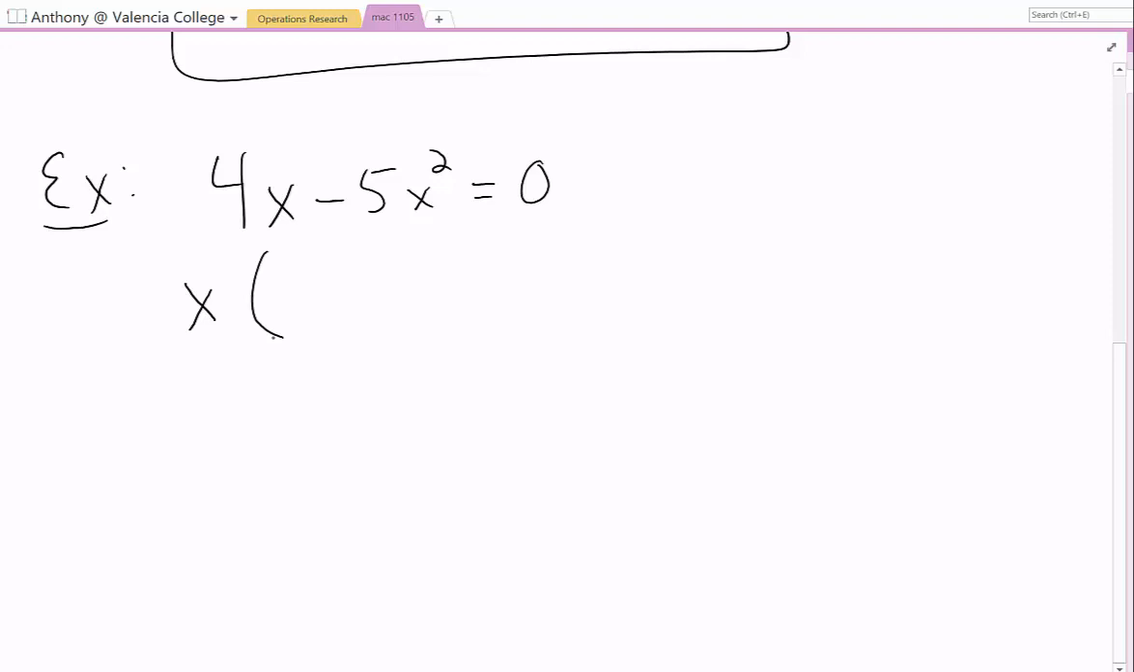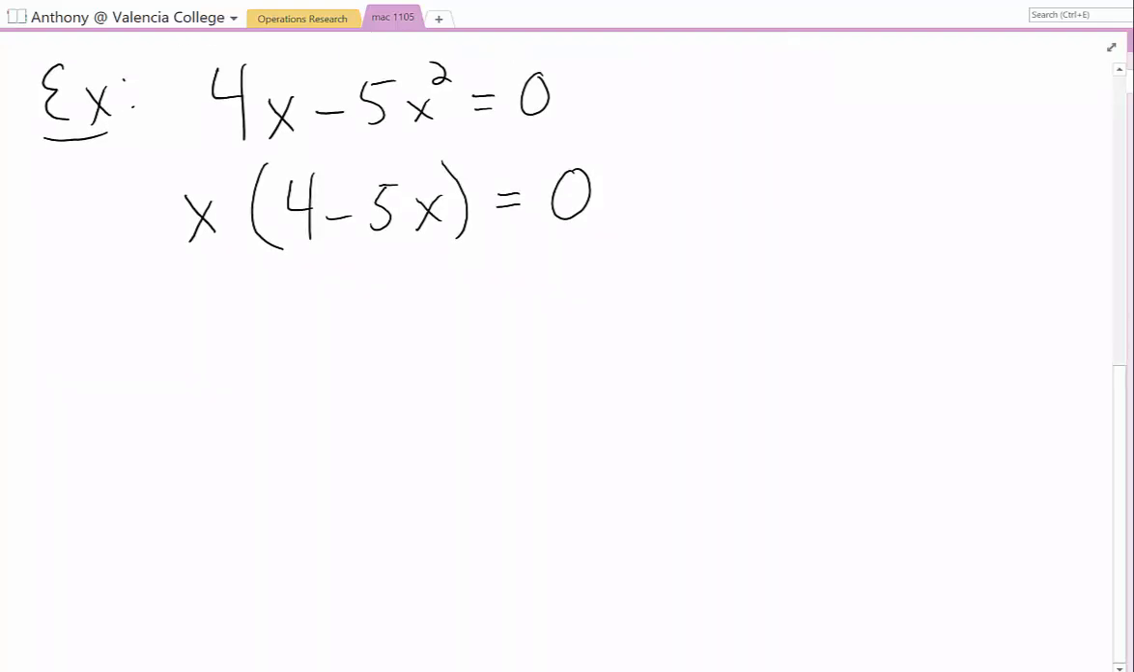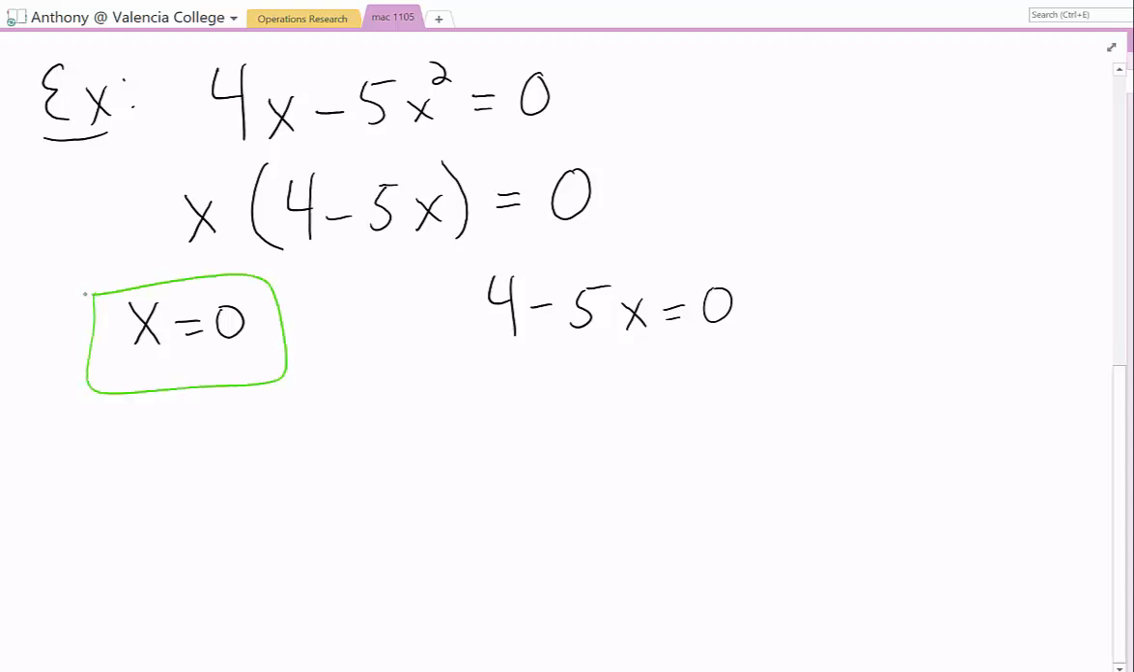What's remaining when we factor out that x? It's going to be 4 minus 5x, and we set that equal to 0. As we did before, we're going to set both of those factors equal to 0, because x times 4 minus 5x will equal 0 when either x equals 0 or 4 minus 5x equals 0. Well, we've already got one solution, x equals 0. To get our second solution, we have to solve for x. How do we do that?